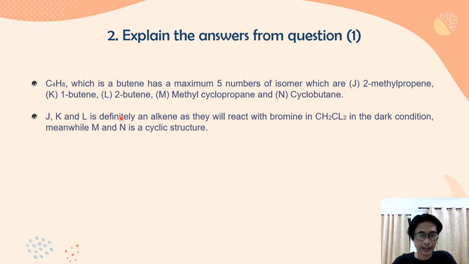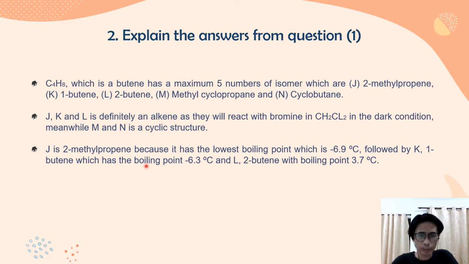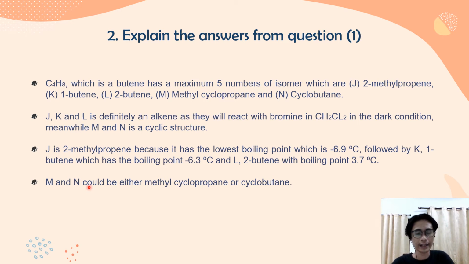So J, K, and L are definitely alkenes, as they will react with bromine in dichloromethane in the dark condition. Meanwhile, M and N are cyclic structures. J is 2-methylpropene because it has the lowest boiling point, which is -6.9 Celsius, followed by K, 1-butene, which has the boiling point of -6.3 Celsius, and L, 2-butene, with the boiling point of 3.7 Celsius. And the last two are M and N, and they could either be methylcyclopropane or cyclobutane.